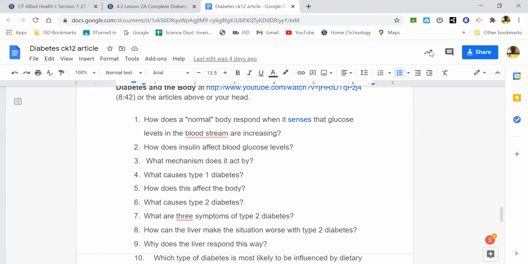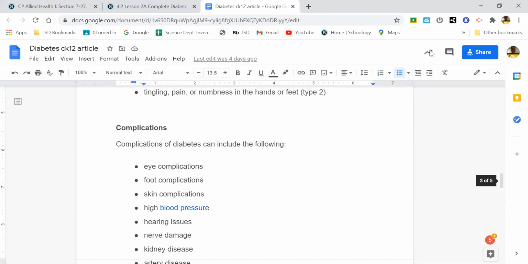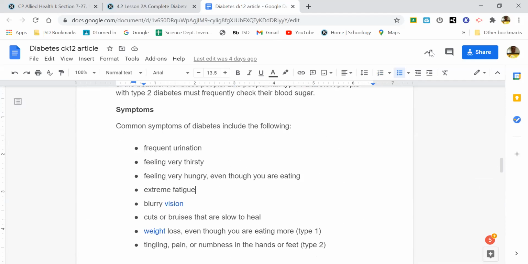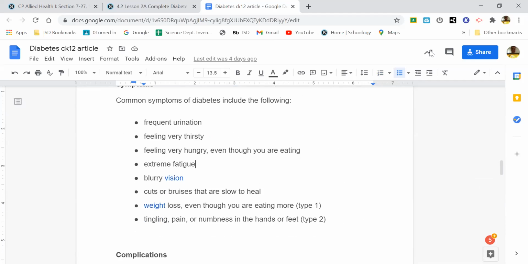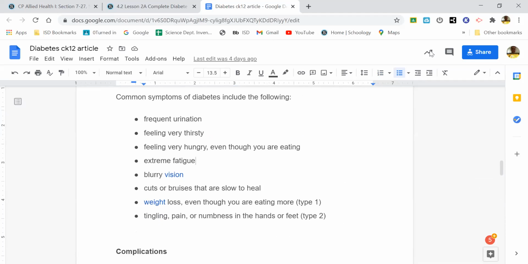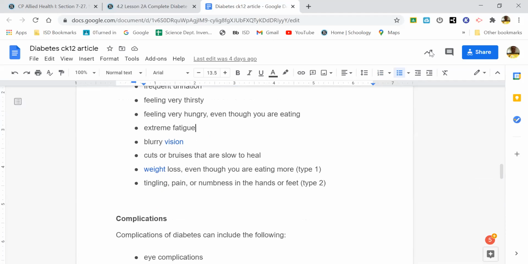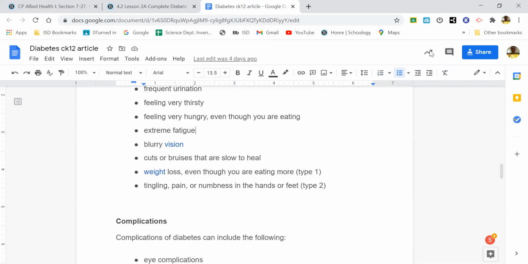Can you repeat that? Yeah, it's in a bullet section. They have frequent urination. They feel thirsty. They feel hungry. There's extreme fatigue. Then there's weight loss, blurry vision even, and cuts or bruises are slow to heal. And since cuts or bruises are slow to heal, they're prone to infection.